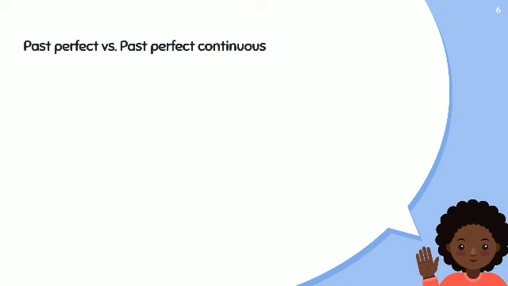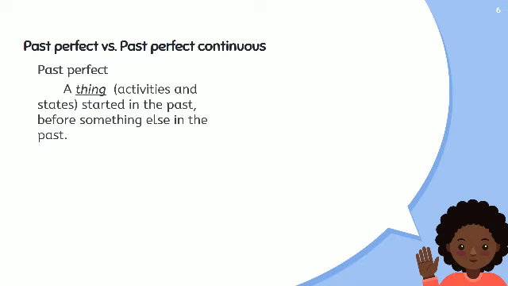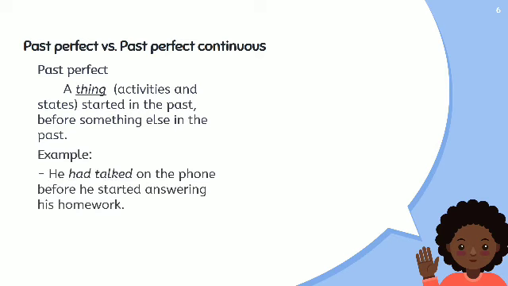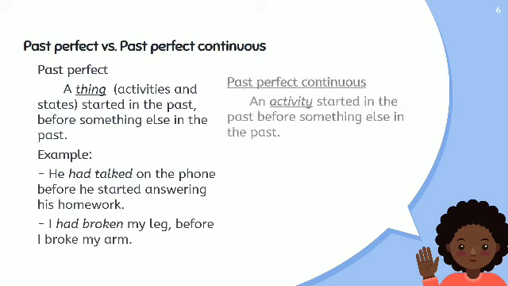Now, let's have a look at the difference between the two. We use the past perfect for verbs that express either an activity or state which started in the past before something else in the past. So we have two things happening in the past but one before the other. For example, he had talked on the phone before I started answering his homework. I had broken my leg before I broke my arm.